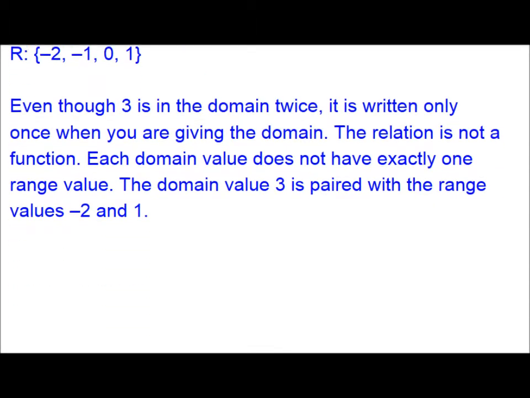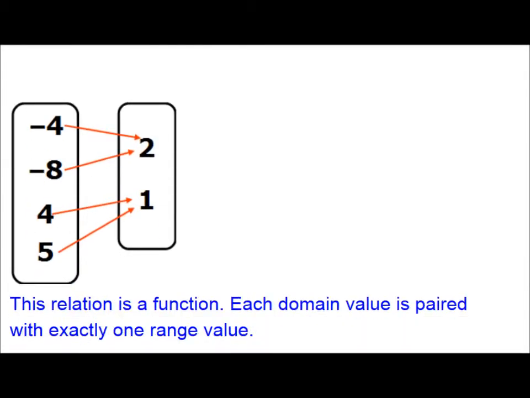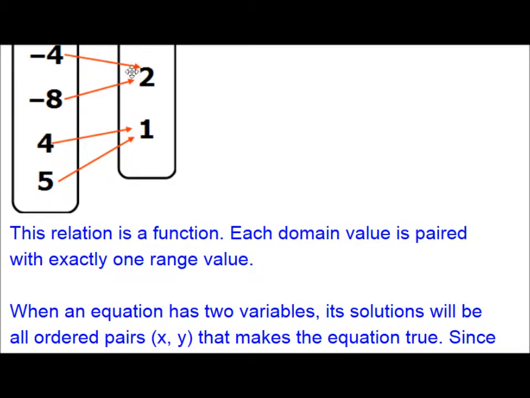So let's see which one can be a function. Here each of the domain points to only one value in the range, and this is a function. Why? Because each domain value is paired with exactly one value in the range, but the other way around is okay in the case of a function. Two of the domain values can point to one value in the range, but each domain value should be paired with exactly one value in the range. So -4 is pointed to 2 and -8 also corresponds to 2. So it's okay.